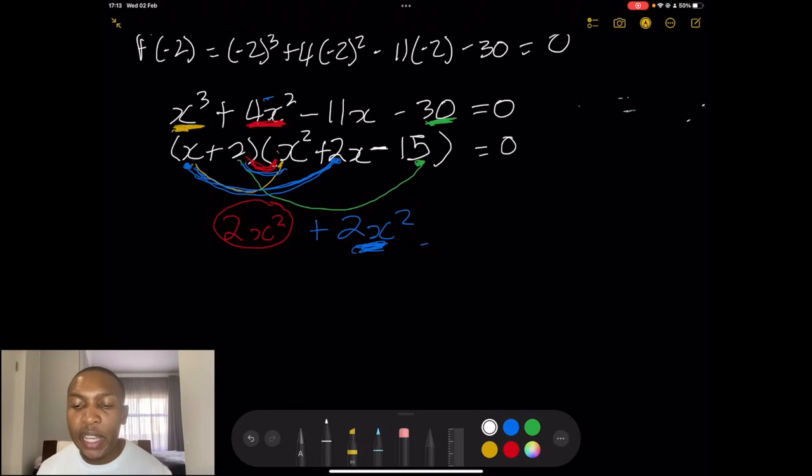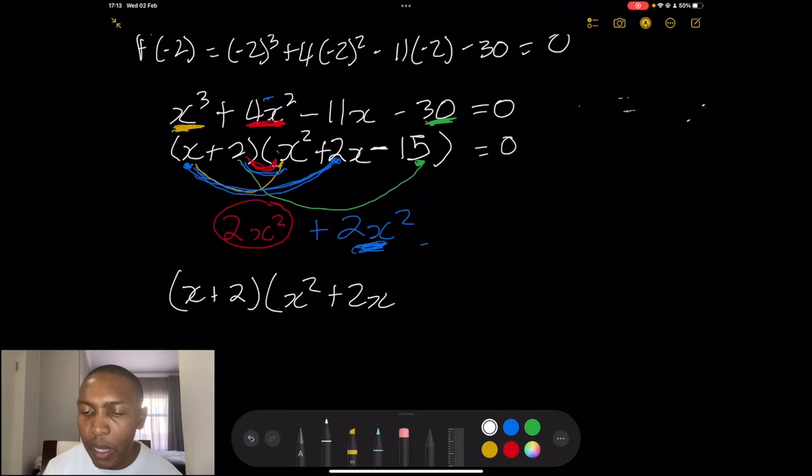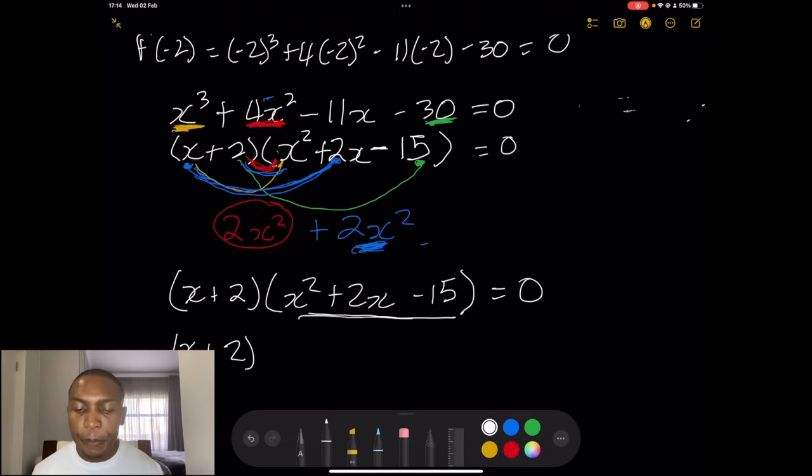Now, don't worry about anything else. Once you've done that, it means that you've got now the other factor. All we need to do now is just to simply factorize, okay? So it means that, okay, I'm just going to write it again so that you can see it. So that's x squared plus 2x minus 15 is equal to zero. In fact, if I had all the time, I would just show you this method so that you can just repeat it over and over again. Right, so one of the factors is x plus 2, but now we must factorize this quadratic function.